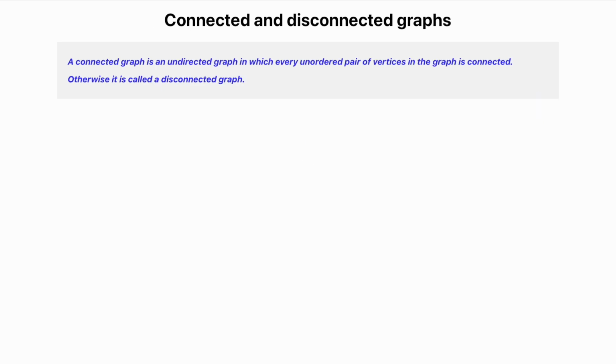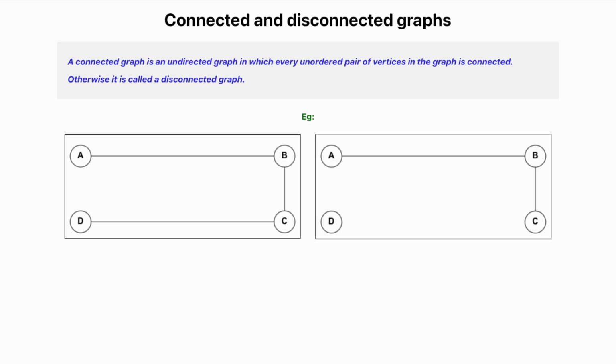Connected and disconnected graph. A connected graph is an undirected graph in which every unordered pair of vertices in the graph is connected. Otherwise, it is called a disconnected graph. A vertex may not belong to any edge, in which case it is called isolated. When an edge (u, v) exists, the vertices u and v are called adjacent. For example, the graph on the left side is a connected graph where we can reach any vertex from any vertex. The graph on the right side is disconnected since vertex D is isolated, that is, there are no adjacent vertices for it.